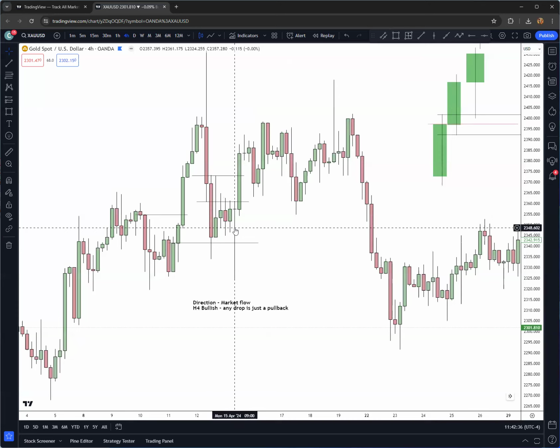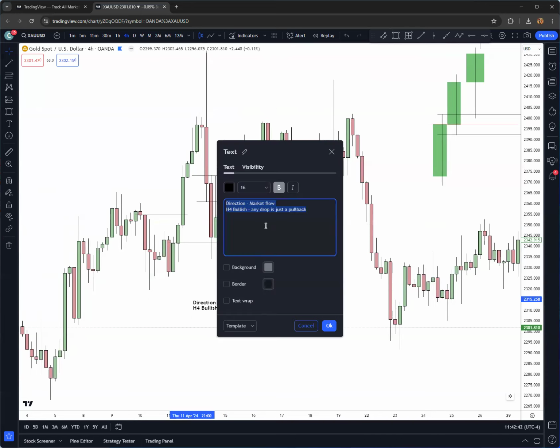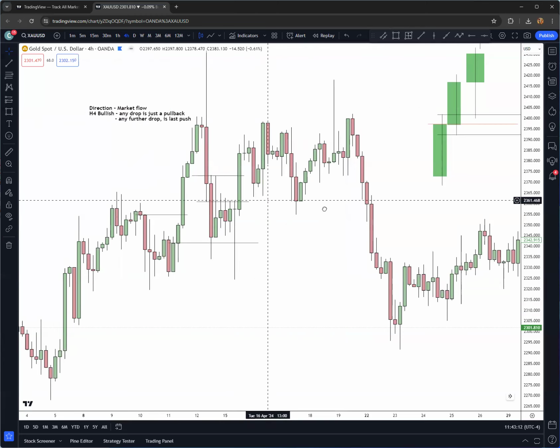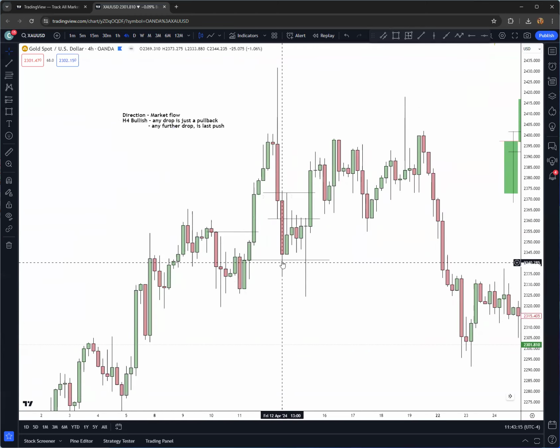All right. How do you catch the entry here? All right. This comes here at 1300. This is your entry candle at 9 o'clock. So now your market flow was saying to you that any drop is just a pullback. So the pullback occurred. So now the other important part of the market flow is that any drop, or you could say any further drop, is last push, right? So we already see that this was your pullback level. This is last push.